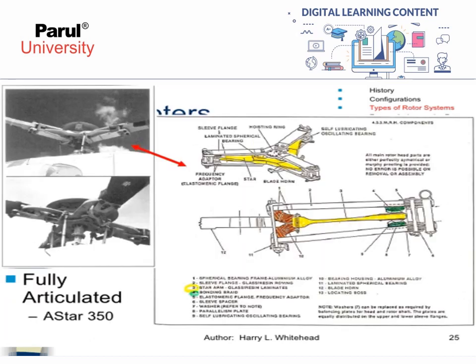The fully articulated A Star 350. In this slide, we can see the types of rotor system. Okay, in this figure we can see the fully articulated A Star 350 rotor system. Okay, now we can go for the next.